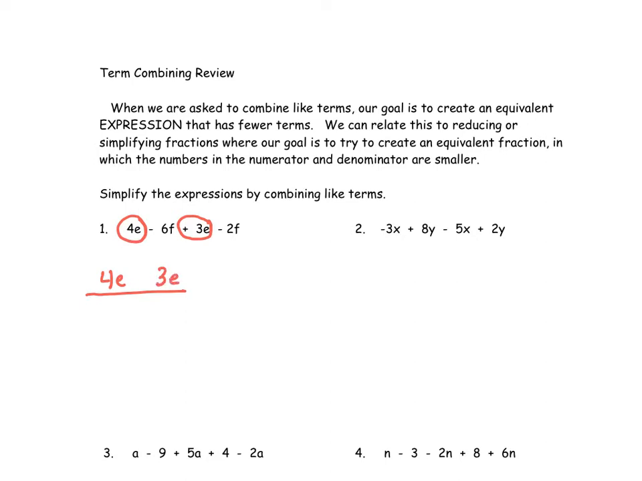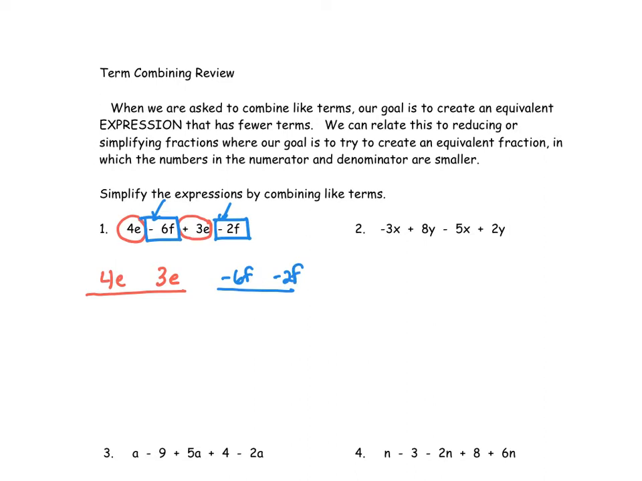Next, I'm going to gather up the other terms that don't have an e. I see a negative or a minus 6f, and so I'm looking for another term that has an f, and this last term has an f, and you're noticing, hopefully, that I'm taking the sign in front of it. I'm going to look at this minus 6f as a negative 6f, and this minus 2f as a negative 2f. So now I have my like terms gathered up.